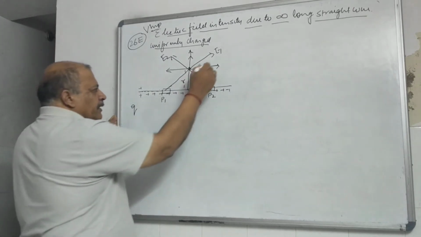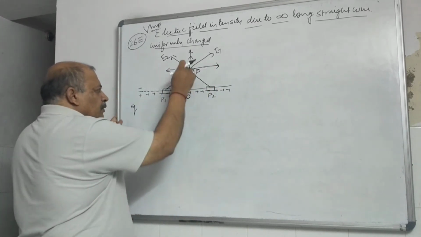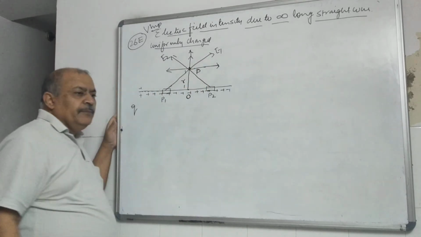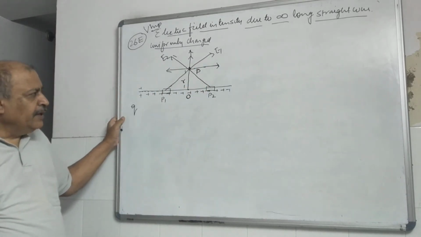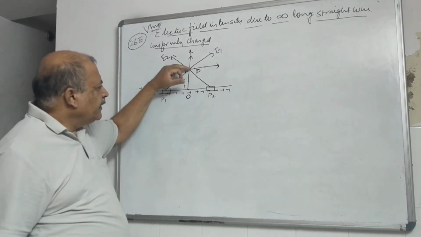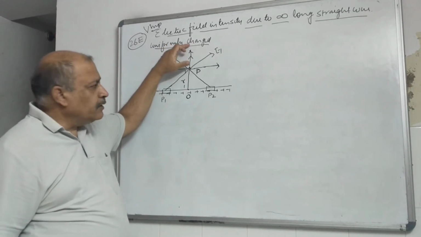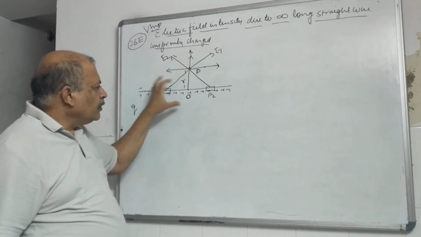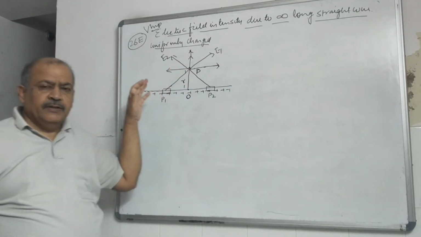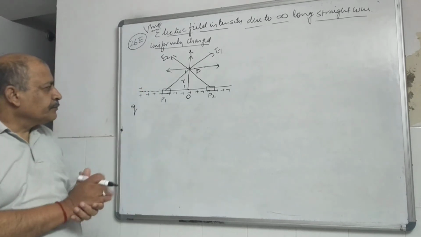At this point we have to find out the net electric field intensity. So what will happen? These horizontal components, the components which are normal to this, will be cancelled out. Net electric field intensity will be radially outward, right? Or you can say it will be due to the net sum of the vertical components.